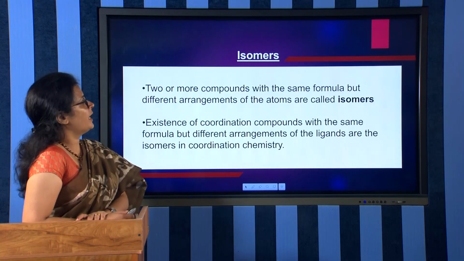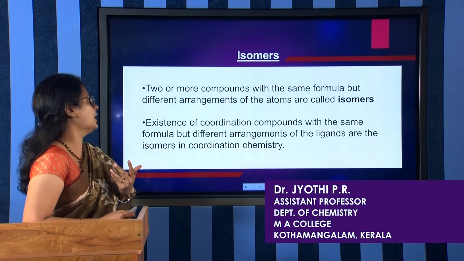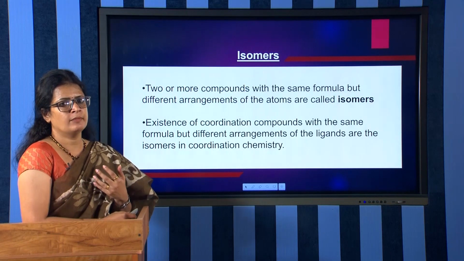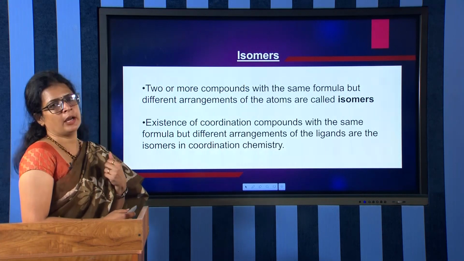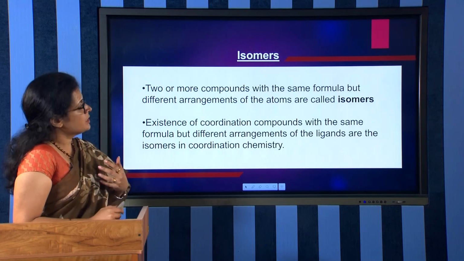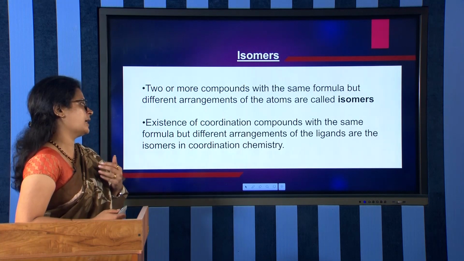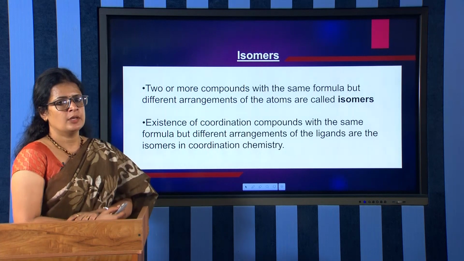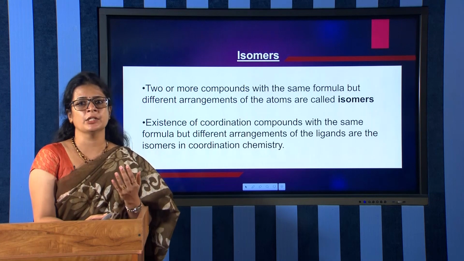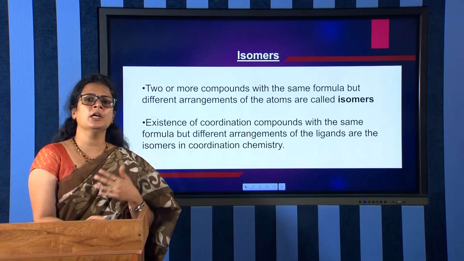And so, what are isomers? Isomers are two or more compounds with the same formula but different arrangement of the atoms. So, isomers will have the same formula, but the arrangement of atoms will be different. And the existence of coordination compounds with the same formula but different arrangement of ligands is isomerism in coordination chemistry. So, in coordination chemistry, isomerism is related to the arrangement of the ligands. There will be different arrangement of the ligands.